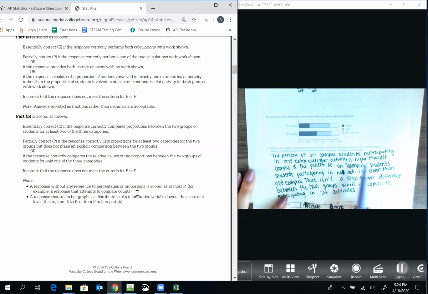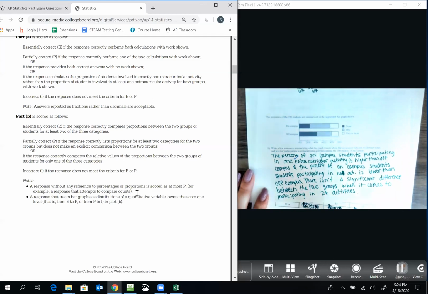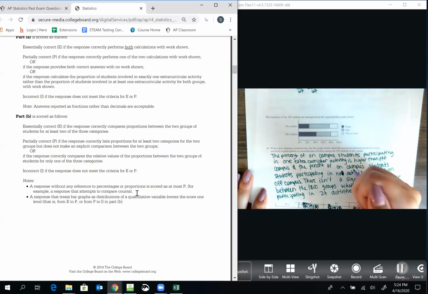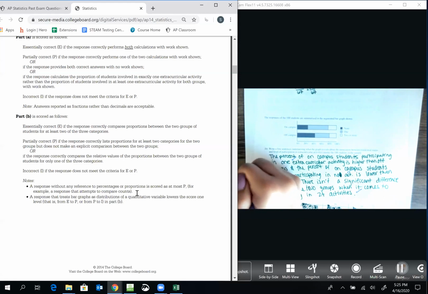So you had to compare all 3. So the percent of one extracurricular activity is higher for on-campus than off. So here I have the 1. Percent of on-campus students participating in no activities is lower than off. And then there isn't a significant difference between the 2 groups when it comes to participating in 2+. So you just needed a comparison of all 3 proportions. If you have a comparison of all 3, it's an E.